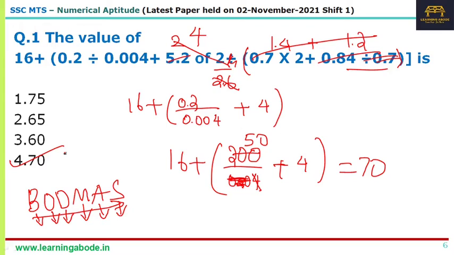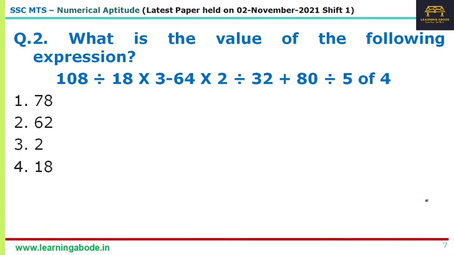If you do it carefully, you can do it even without writing. So the first question, answer option 4, 70 is the answer. Now question number 2, another simplification question, but there are no brackets. So let's concentrate first on the division here.